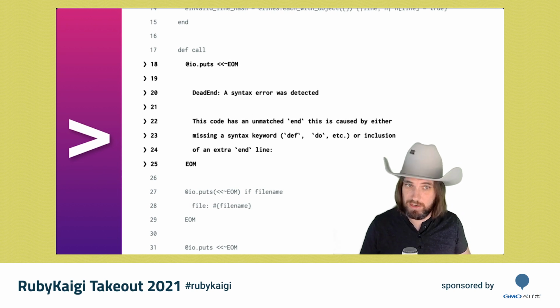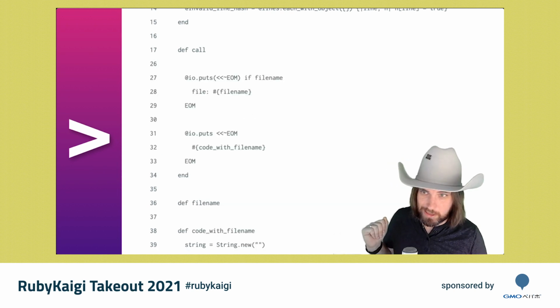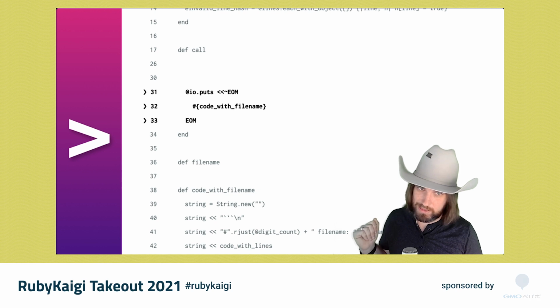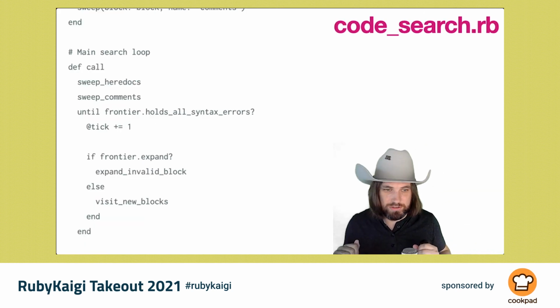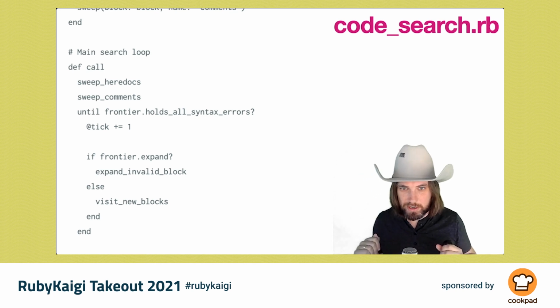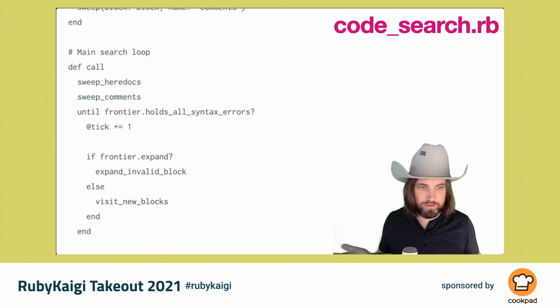Here's how it looks. We got a here doc, and it's gone. Another here doc, that's gone. Another here doc, that's gone. Without going into too much more detail, that's pretty much how the algorithm for search works.